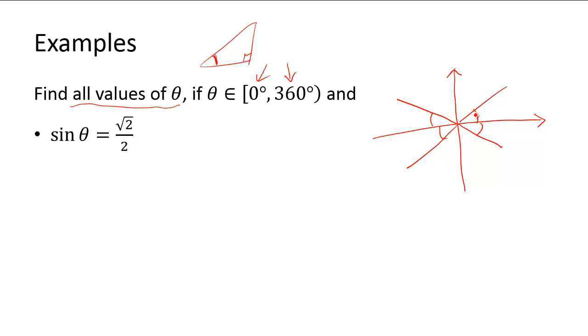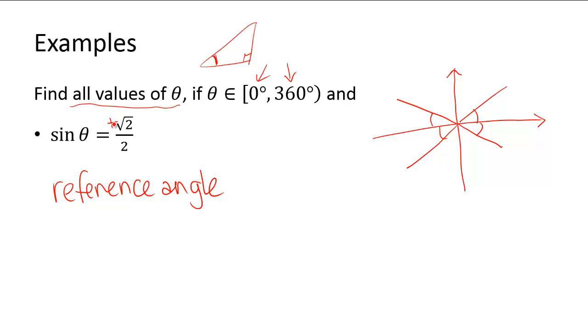We need to figure out what the angle is, and then what it is from 0. So the first step is to figure out a reference angle. Another first step could also be to figure out which quadrants it's in. Both of those steps you can do. It doesn't matter what order.